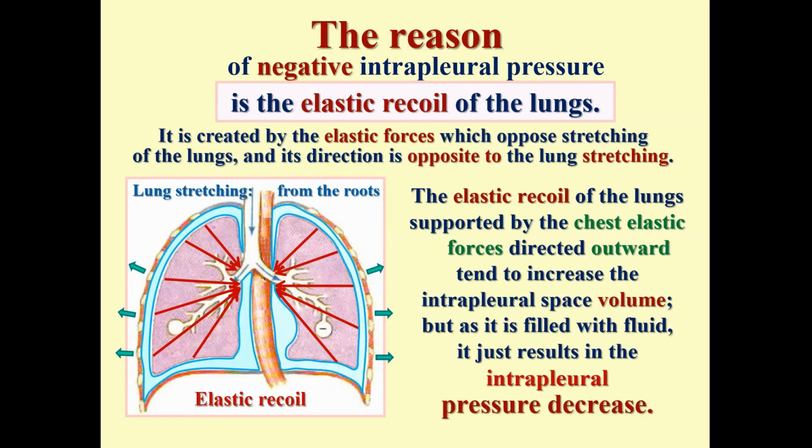Intrapleural pressure decreases. So you may understand the pressure in the intrapleural space is always negative in the normal case when lungs are not collapsed. And as lungs normally are stretched in all directions from the roots, the pressure is always negative. It may just become more negative when the degree of stretching increases. What happens during inspiration? That's why pressure becomes more negative during inspiration and less negative during expiration.